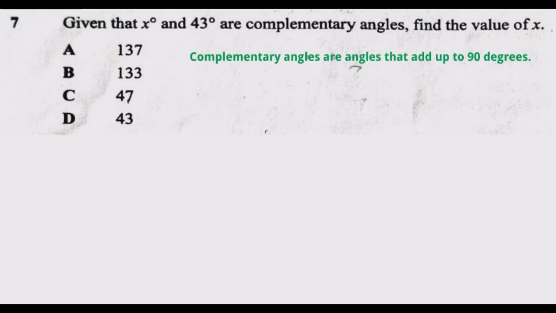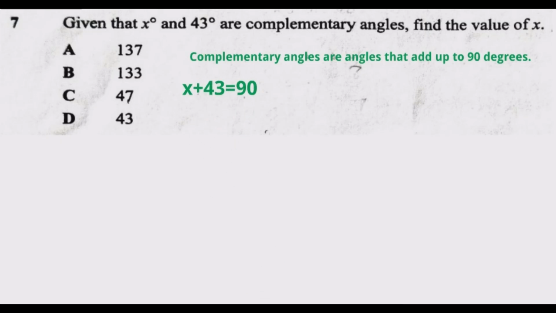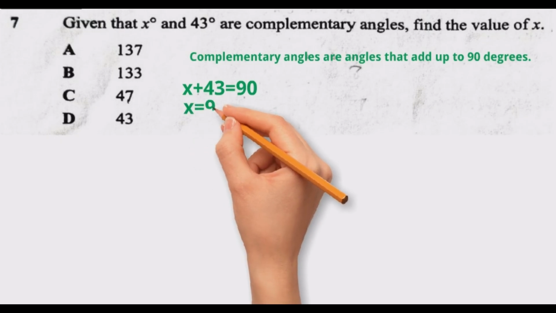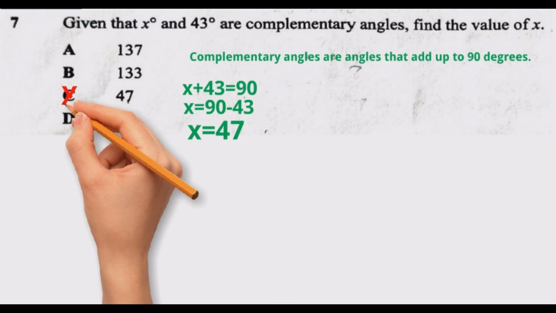So the equation will be x plus 43 equals 90. Then we collect the like terms, so we can say x is equal to 90 minus 43. Then x will be equal to 90 minus 43, which is 47. So the correct answer is C, which is 47.